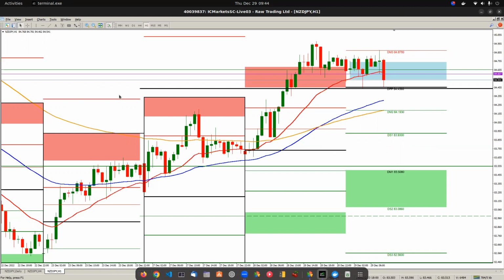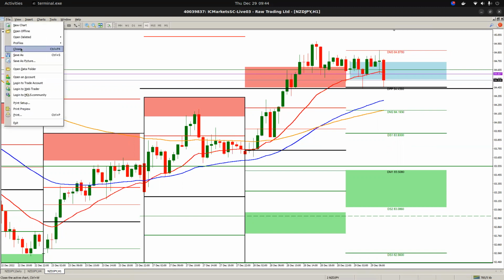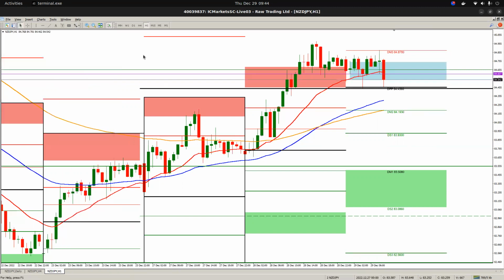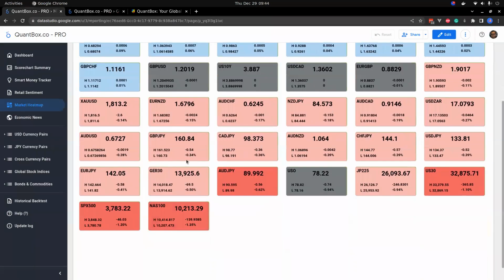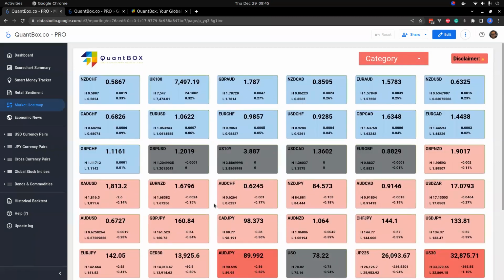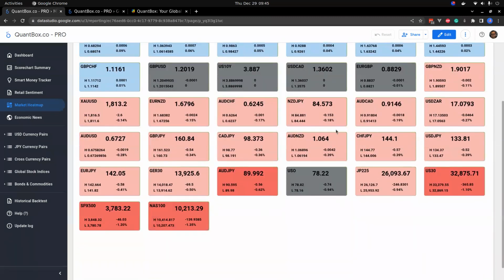In terms of everything else we're looking at, we continue to wait for setups on the dollar pairs towards the end of the year. Nothing is moving at the moment on those pairs, so we'll leave those alone for now and see if this opportunity here gives us a trading opportunity to make some pips.